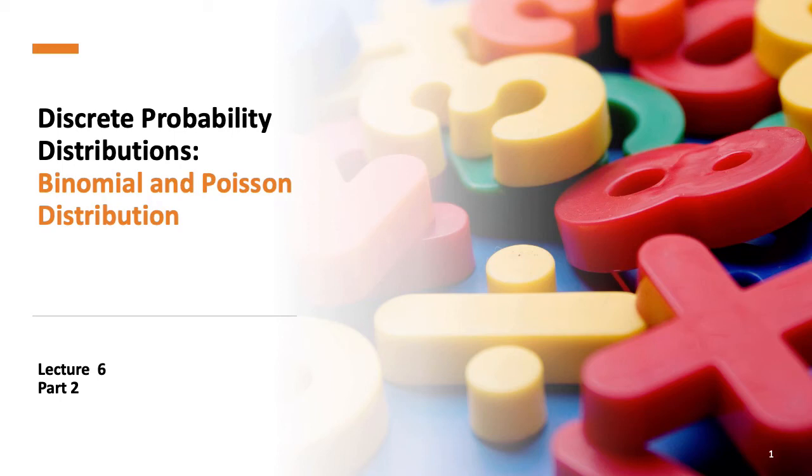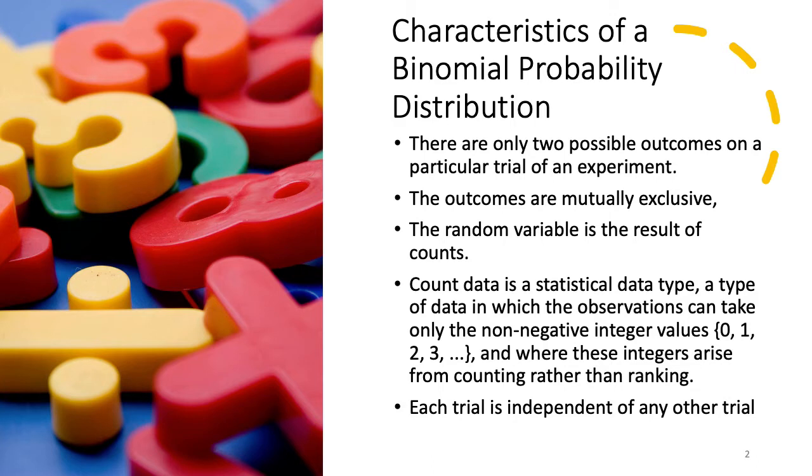Lecture 6, Part 2, Discrete Probability Distribution. In this section, we'll be looking at two types of probability distributions. One is going to be called the binomial, and the second will be called the Poisson distribution. Let's start with the binomial distribution.